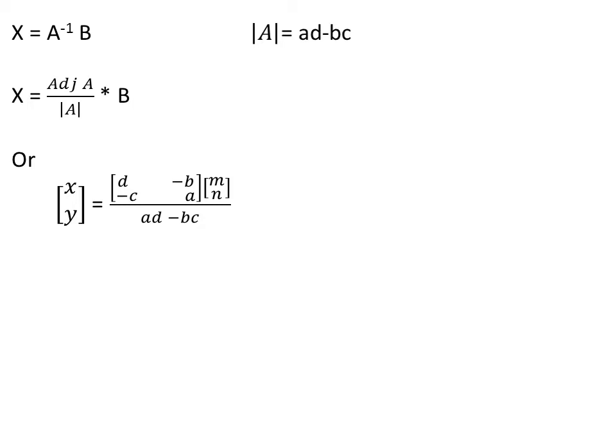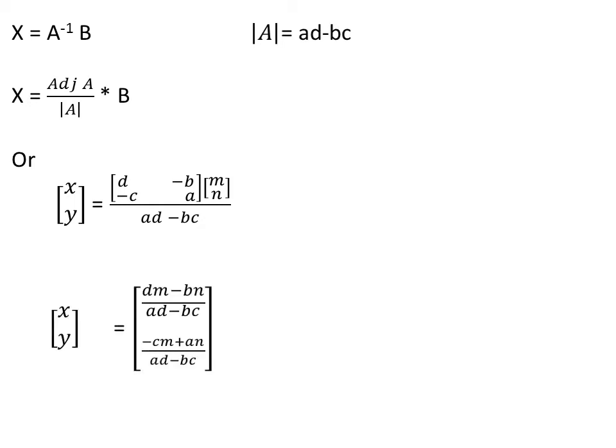Now the matrices in the numerator are multiplied firstly. First of all, the first row of first matrix is multiplied with the first column of second matrix, which will give us dm minus bn, and is divided by denominator, which is AD minus BC. Similarly, second row of first matrix is multiplied with the first column of second matrix, which will give us minus Cm plus An, and is divided by the denominator, which is AD minus BC.